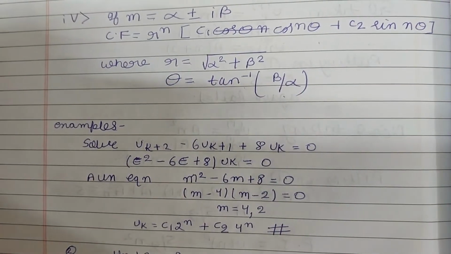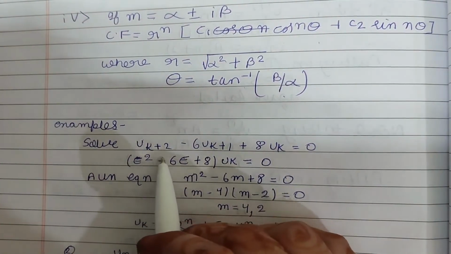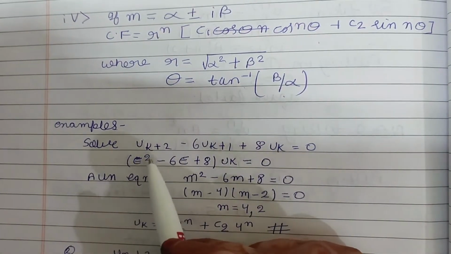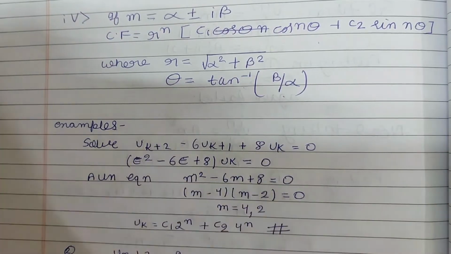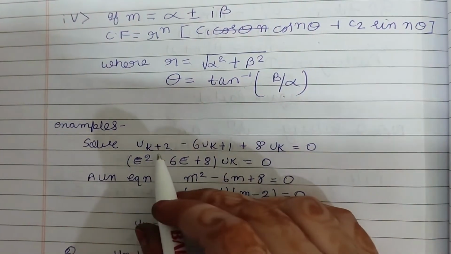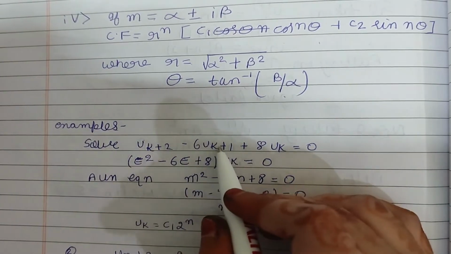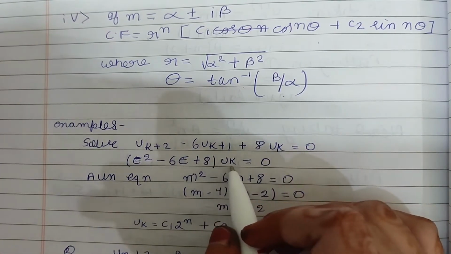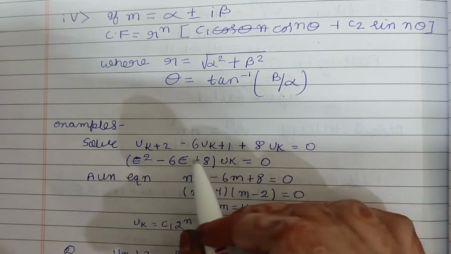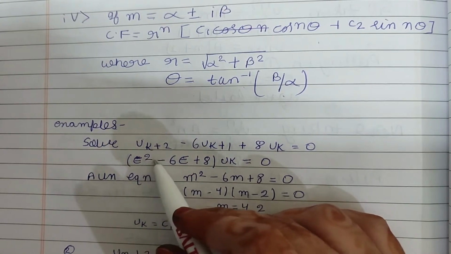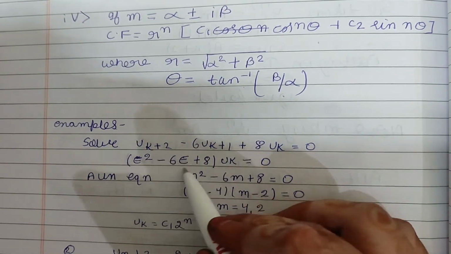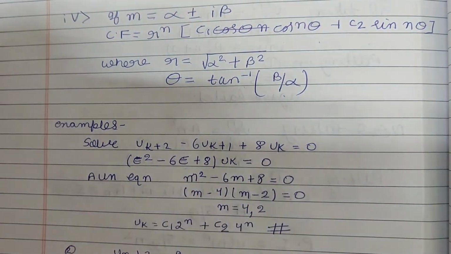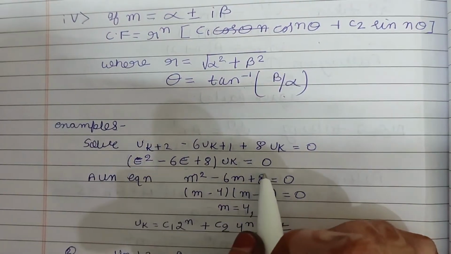So these are the examples. The first example is u(k+2) minus 6u(k+1) plus 8u(k) equals 0. So writing this, in place of k+2 you write E square, in place of k+1 you write E, and in place of uk, this is a constant, you don't include E. So E square minus 6E plus 8, and then uk is taken common from every term, equals 0.